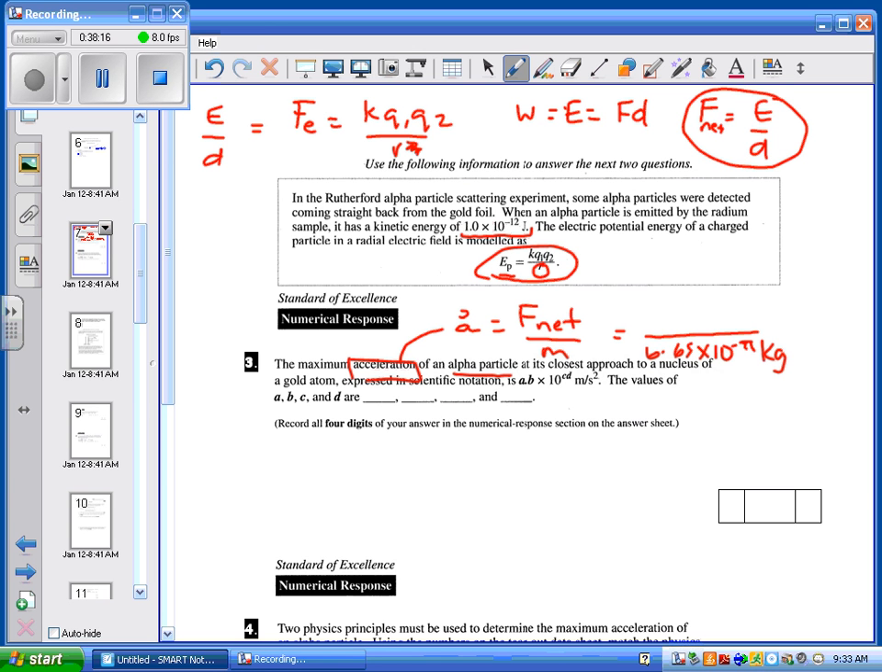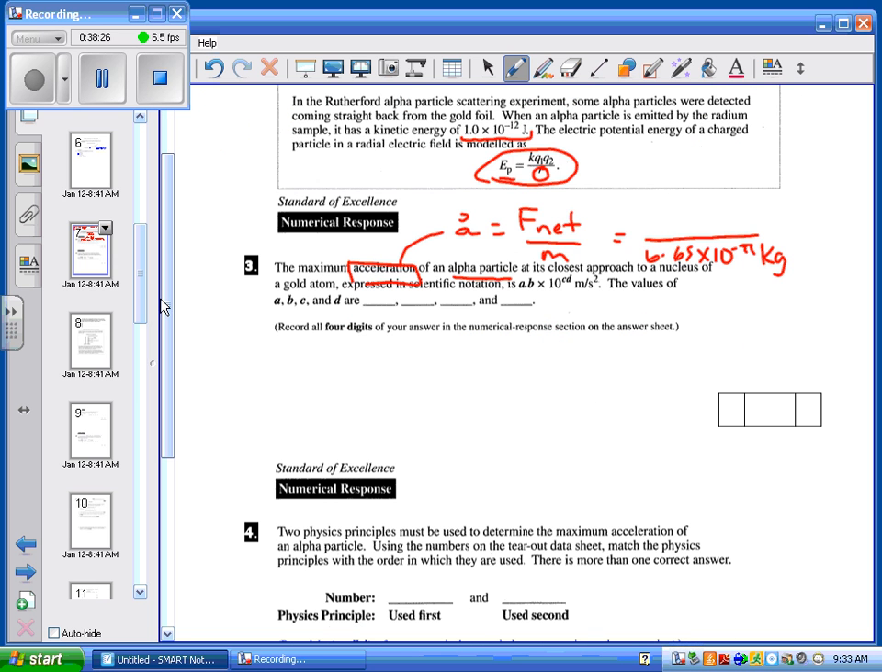So this is considered standard of excellence because there's really 3 calculations to get to where we're going, apart from understanding how to get there. So if we want to find R from that, it is K Q1 Q2 over E.